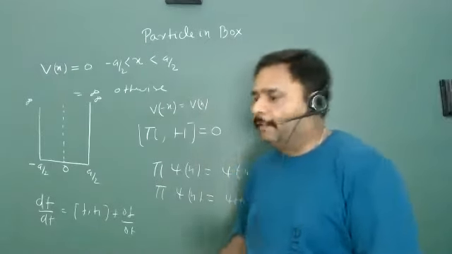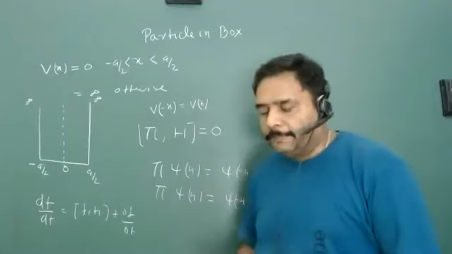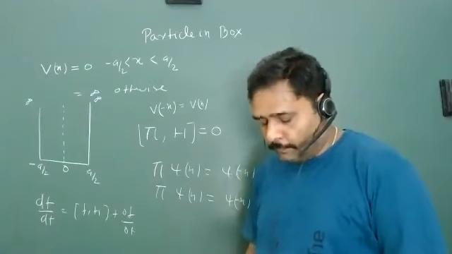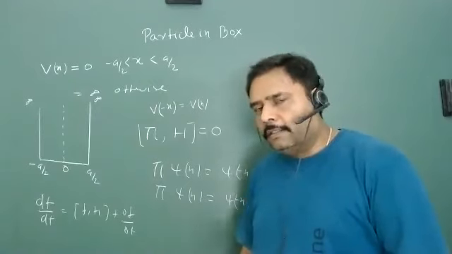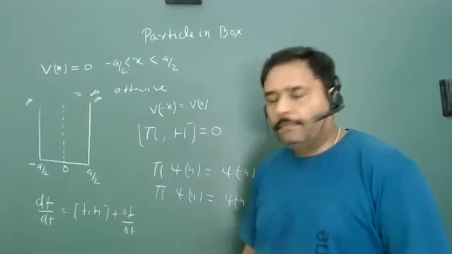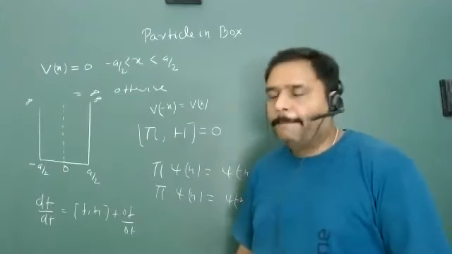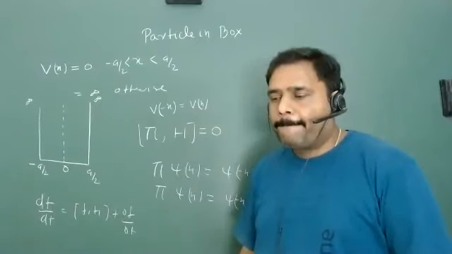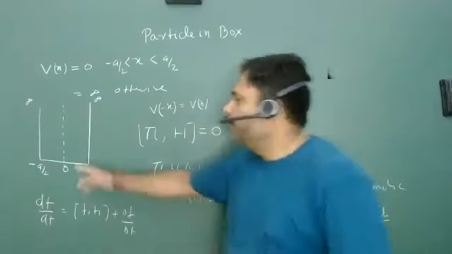Sir, last day also we had the same sort of potential, but only the range was different. Exactly the same potential. Sir, I cannot understand why today this is symmetric and last day it was not a symmetric potential. Can you please explain?